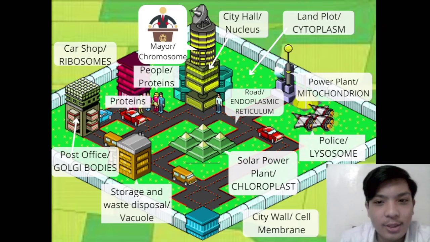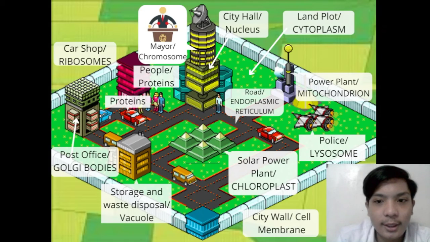And lastly, the solar power plant. The same as the power plant, it provides extra energy to the city without consuming materials, just like chloroplast, which produces food and energy in the process called photosynthesis for the entire plant cell.